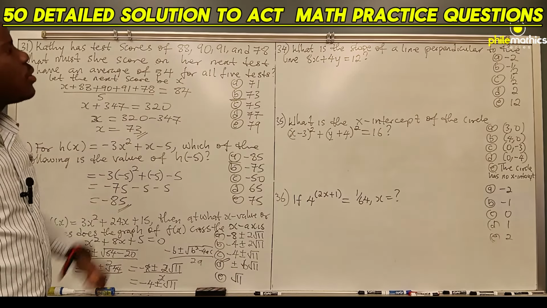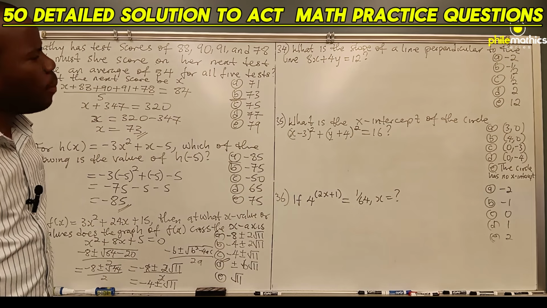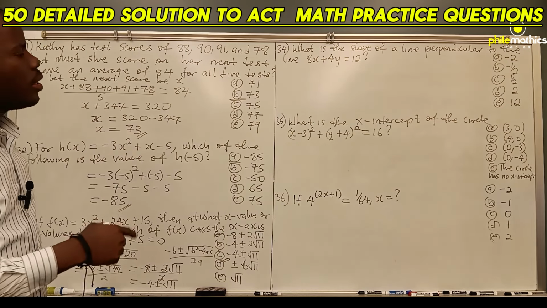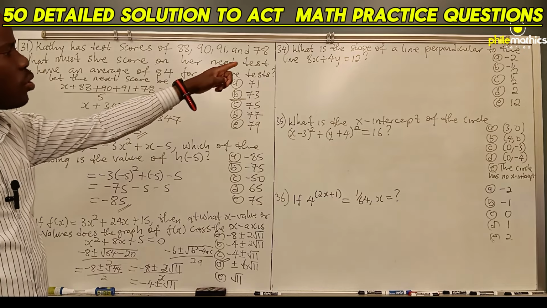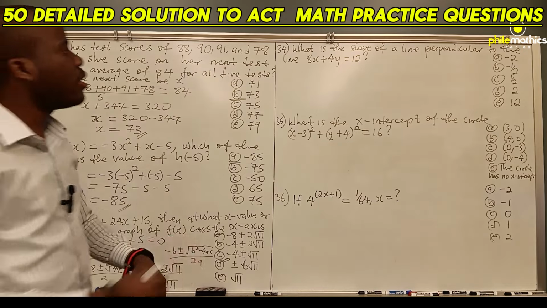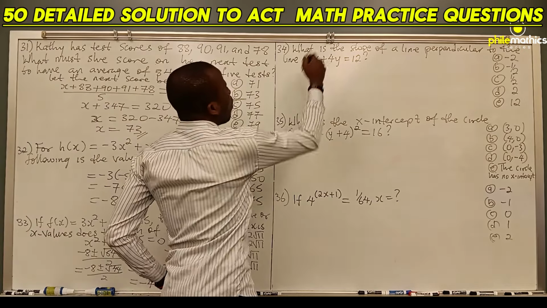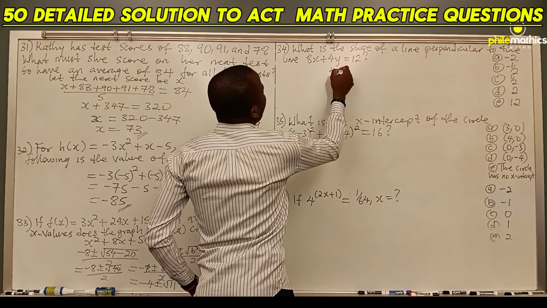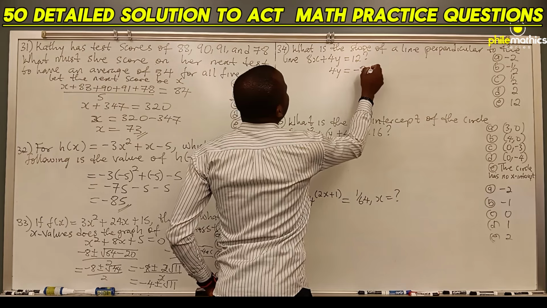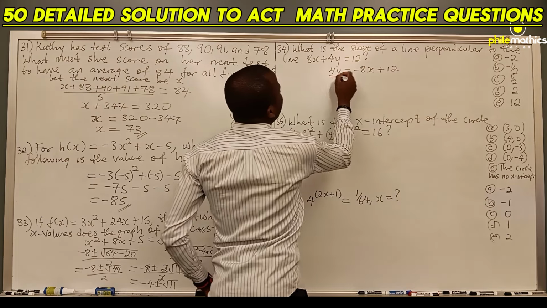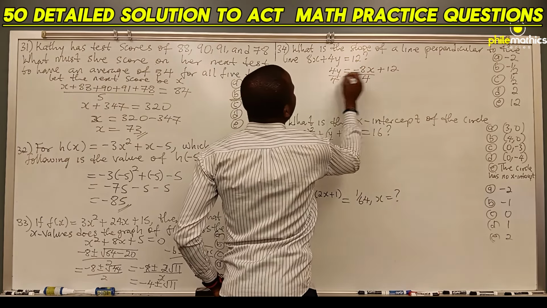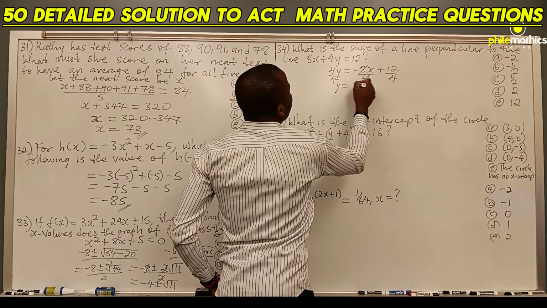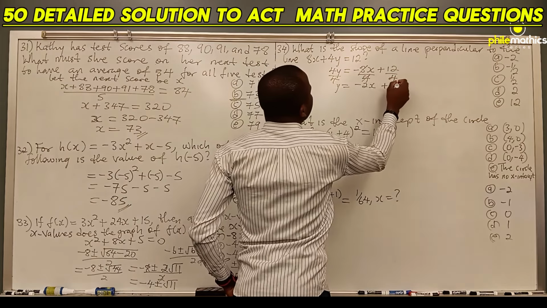Question 34 says, what is the slope of a line perpendicular to the line 8x plus 4y equals 12? So let's first find the slope of this line. Make y the subject of the formula. So subtract 8x from both sides, we'll have 4y equals minus 8x plus 12. Divide by 4. So that y is minus 2x plus 3.